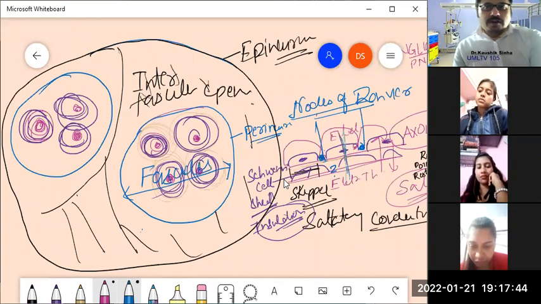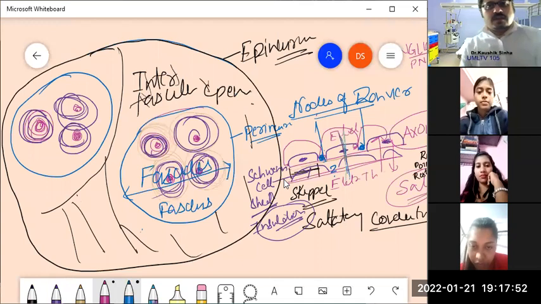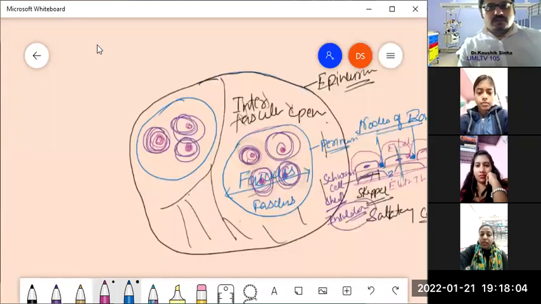I will write it here for the sake of clarity. Understood? What are fascicles? Multiple such fascicles are embedded in the interfascicular epineurium, which again is bound by the layer that is called epineurium. And this epineurium-bound layer is known as the nerve.